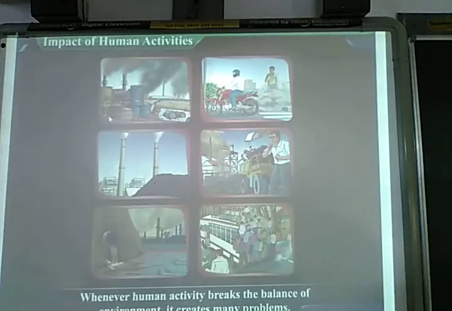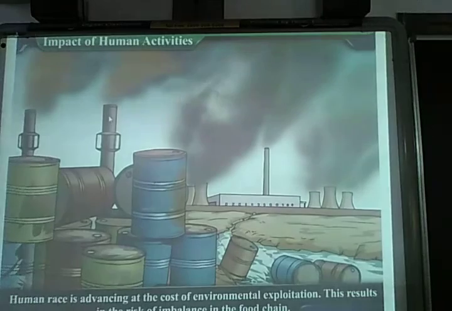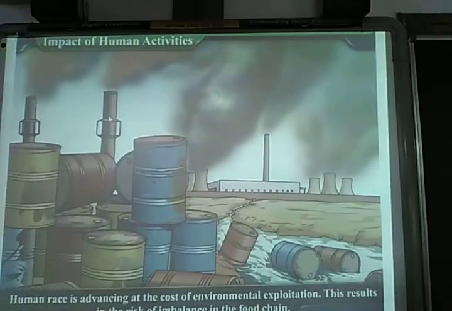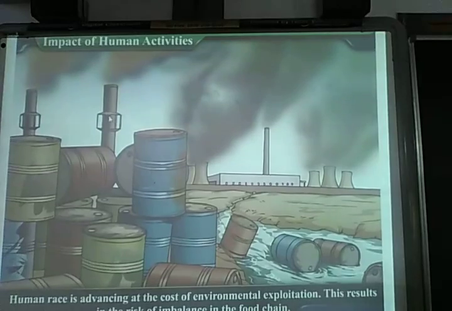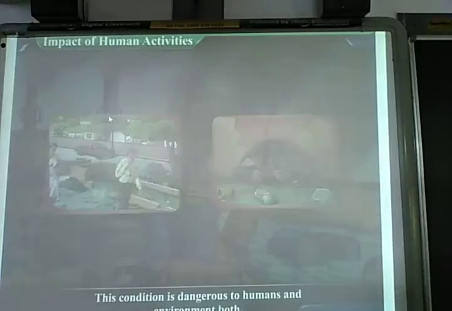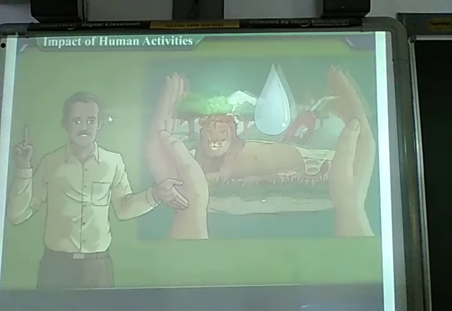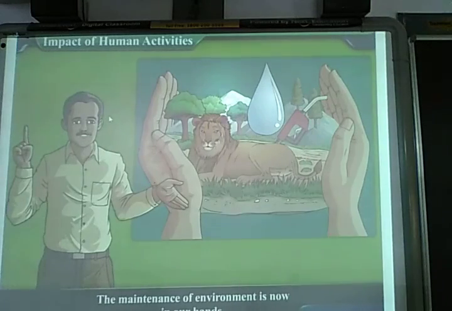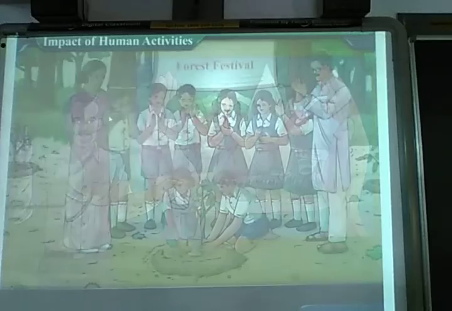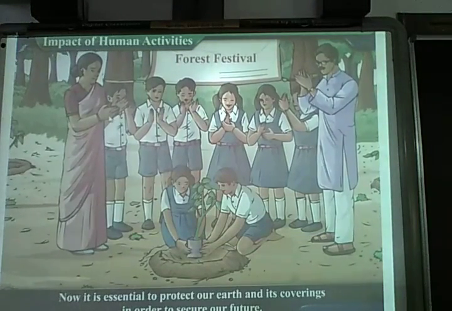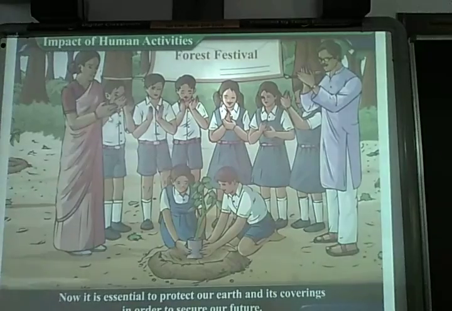Whenever human activity breaks the balance of the environment, it creates many problems. The human race is advancing at the cost of environmental exploitation. This results in the risk of imbalance in the food chain. This condition is dangerous to humans and the environment both. The maintenance of the environment is now in our hands. Now it is essential to protect our earth and its coverings in order to secure our future.